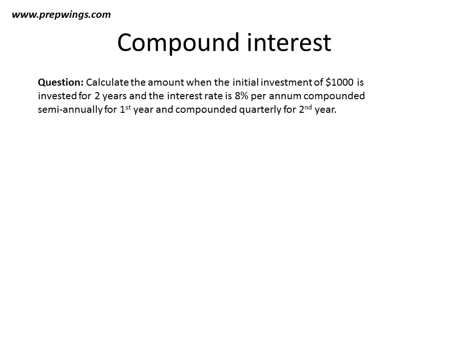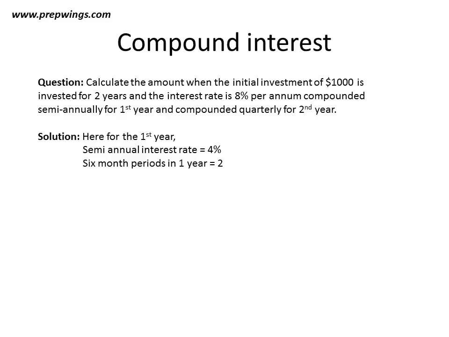Now we look at another example. It says calculate the amount when the initial investment of $1,000 is invested for 2 years and the interest rate is 8% per annum, compounded semi-annually for the first year and compounded quarterly for the second year. Now over here, the compounding frequency is different. For the first year it is semi-annual and for the second year it is quarterly.